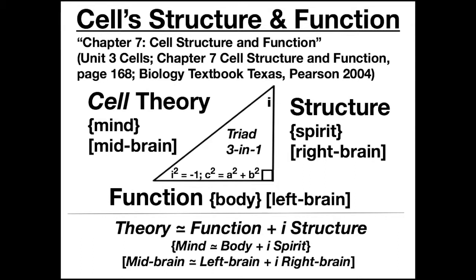The title of chapter 7 is Cell Structure and Function, which means the structure and function of the cell. We represent this title by way of the triad. On the imaginary axis, corresponding to spirit or right brain, we put structure. On the horizontal real axis, corresponding to body or left brain, we put function. And we put, corresponding to the mind or midbrain, cell theory as the hypotenuse. Underneath, we break it up into the real and imaginary components: theory is function plus i times structure. And the same thing with body, mind, and spirit, and midbrain, left brain, and right brain.